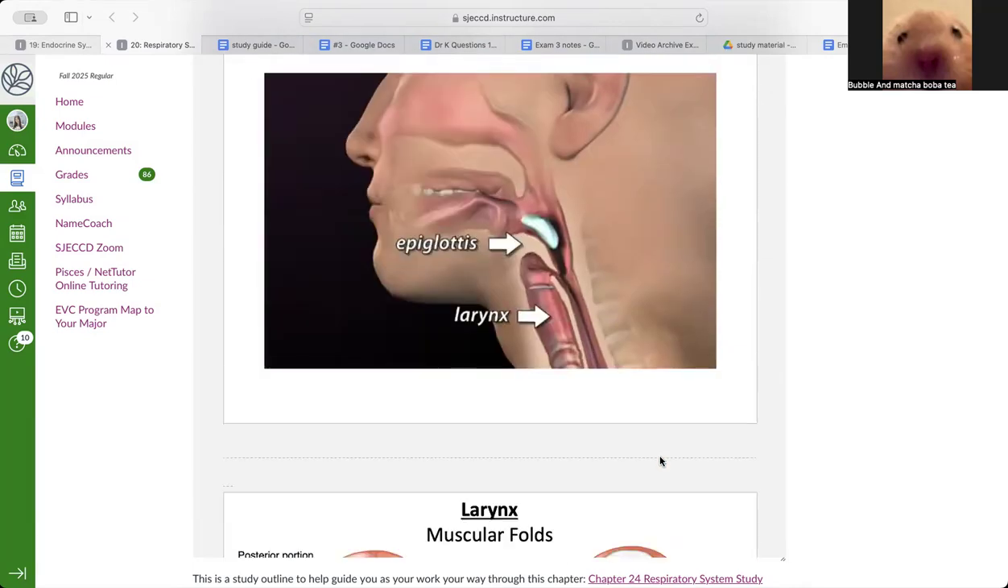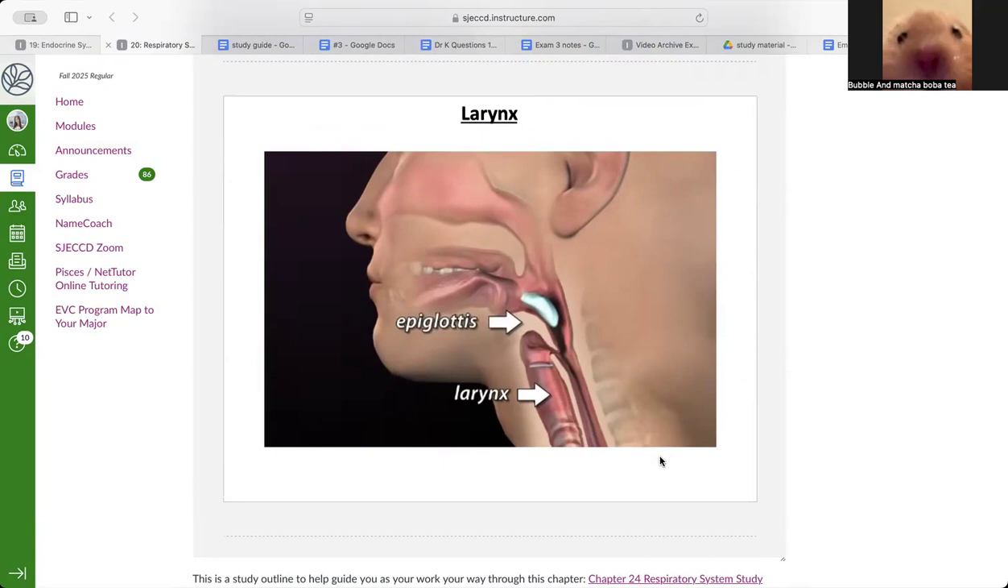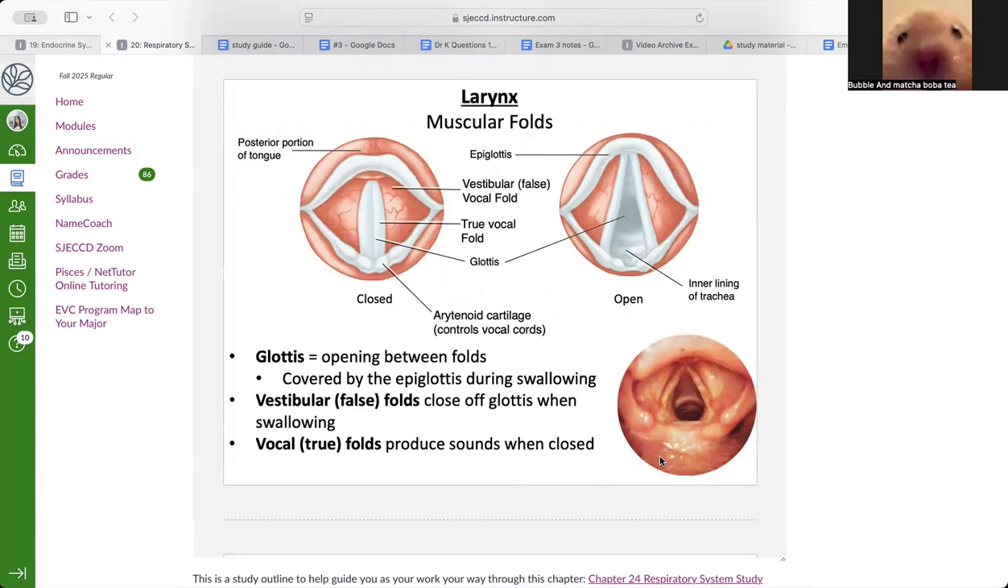Okay, so let me tell you which. The epiglottal cartilage: when you swallow food, the larynx pushes up, which pushes the glottis down. The arytenoid cartilage modulates and moves the vocal folds. We have the larynx, the muscular fold. The opening is the glottis. It gets covered up by the epiglottis when you swallow.